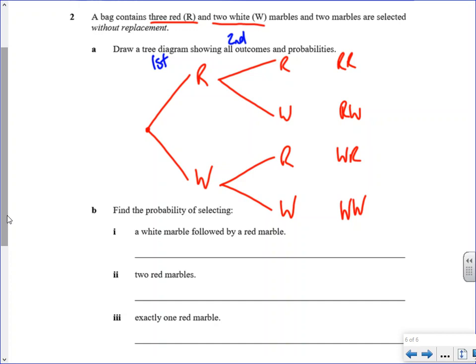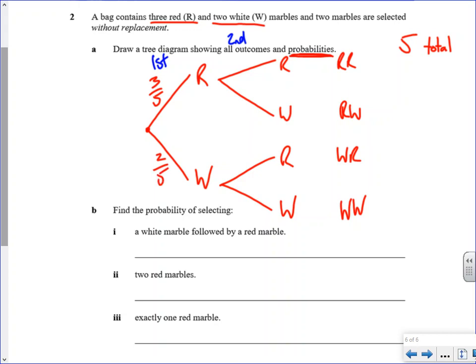Now, what we also need to do is, the question's not asking just for showing all the outcomes, we also want the probabilities. What we need to do is find the probabilities of each of these branches. So in this first choice, we were told that there were 3 reds and 2 whites. So that means there's 5 in total. Okay? So that means the probability of choosing red would be 3 over 5, and the probability of choosing white would be 2 over 5.